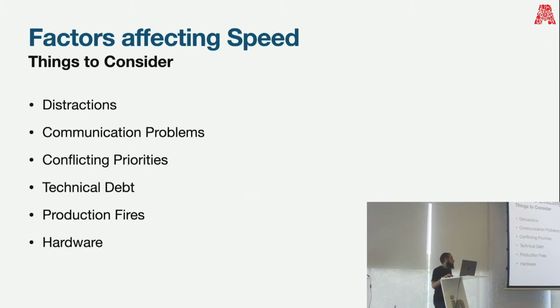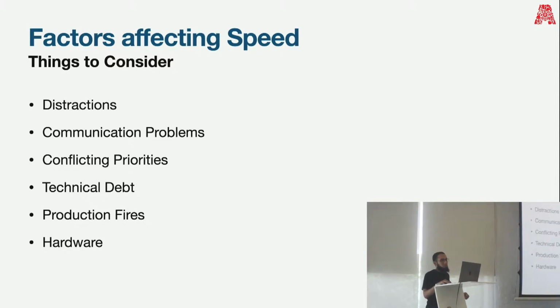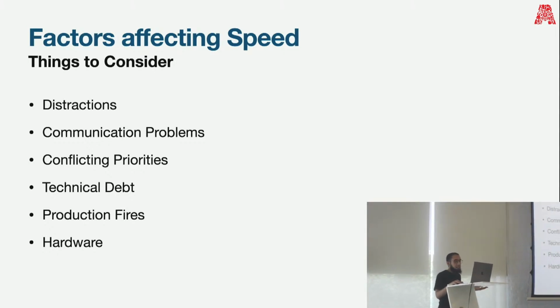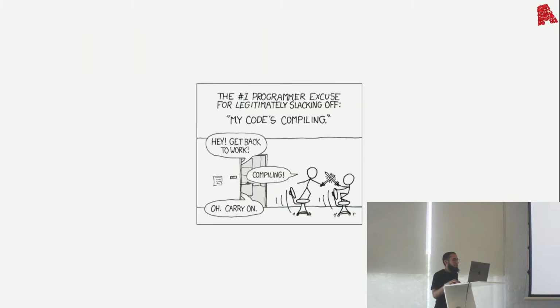Another one is hardware. Sometimes companies will cheap out on machines for the developers, and this actually slows things down a lot, sometimes by massive factors. One of the ones we really like is the number one programmer excuse for legitimately slacking off: my code is compiling. A lot of us can imagine that a huge company like Facebook or Google, with huge apps, will of course take forever to compile, maybe an hour or something. But even at smaller companies, it can easily take 10 minutes or 5 minutes to compile a code base. And hey, if you can cut that in half, that's a big part.